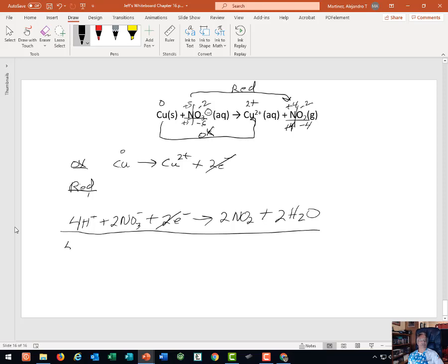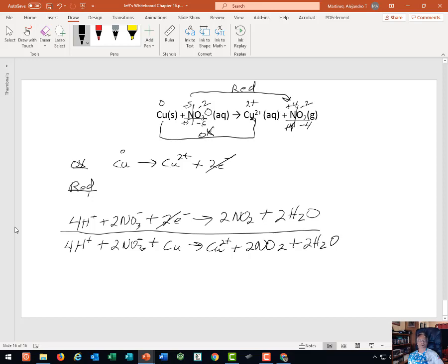So that's going to be 4 H pluses plus 2 nitrates, and then that's going to be plus copper metal. That's a solid. That's going to give me copper 2 plus, 2 nitrogen dioxides, plus 2 water molecules. Let's just make sure mass and charge are balanced. So let's make sure that mass is balanced.